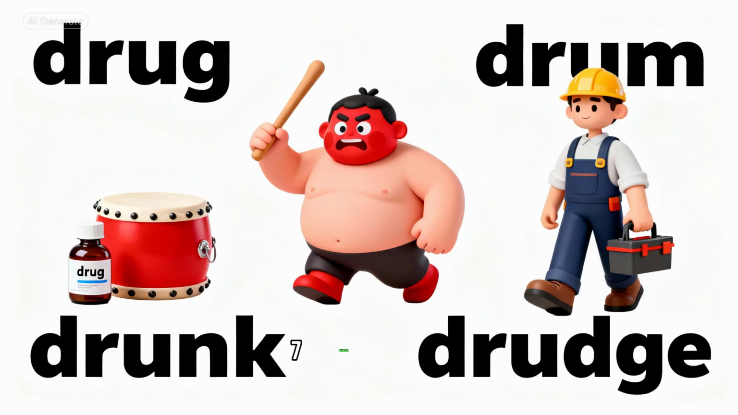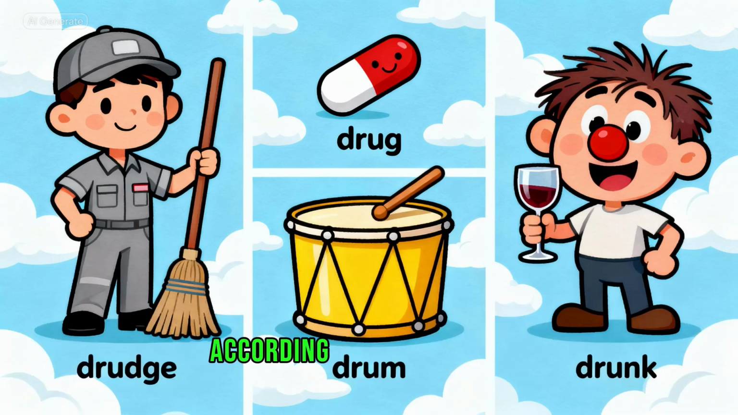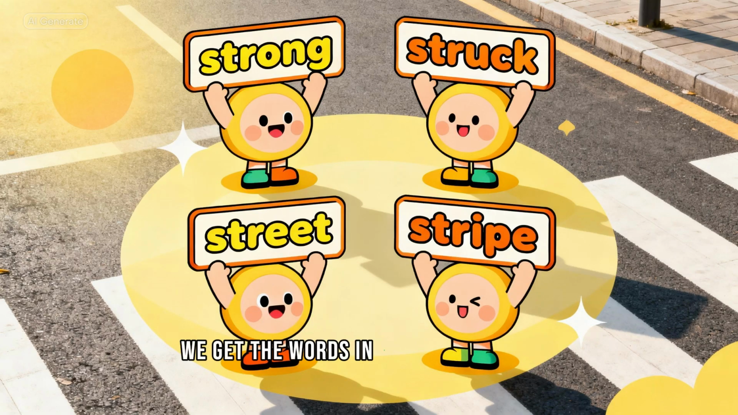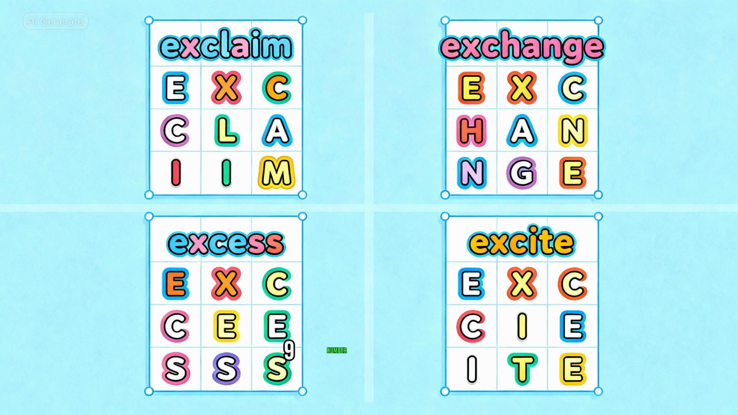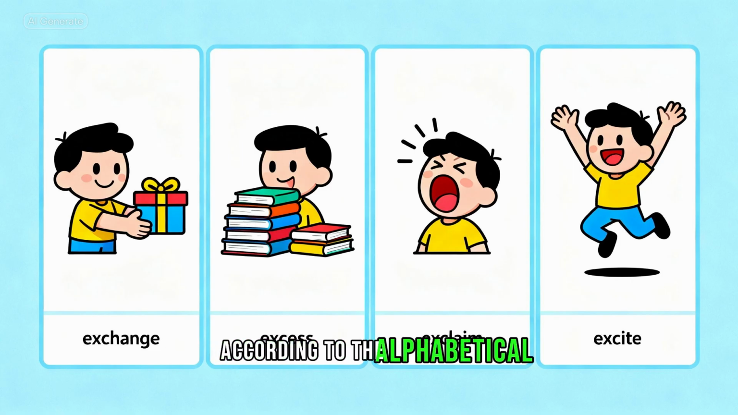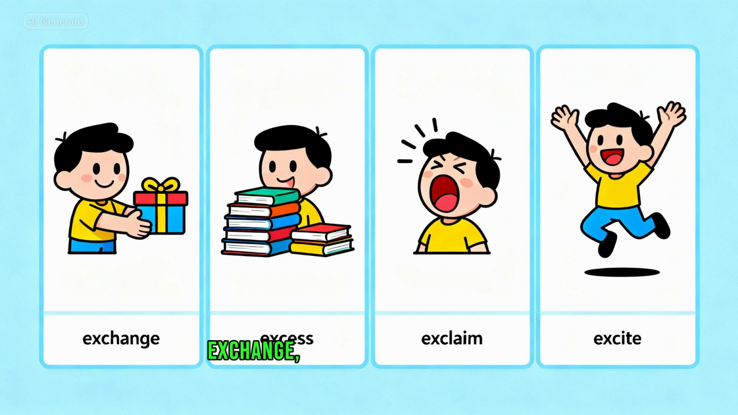In number 7, we get the words drug, drum, drunk, drudge. According to the alphabetical order, these words will be drudge, drug, drum, drunk. In number 8, we get the words strong, struck, street, stripe. According to the alphabetical order, these words will be street, stripe, strong, struck. In number 9, we get the words exclaim, exchange, excess, excite. According to the alphabetical order, these words will be exchange, excess, exclaim, excite.